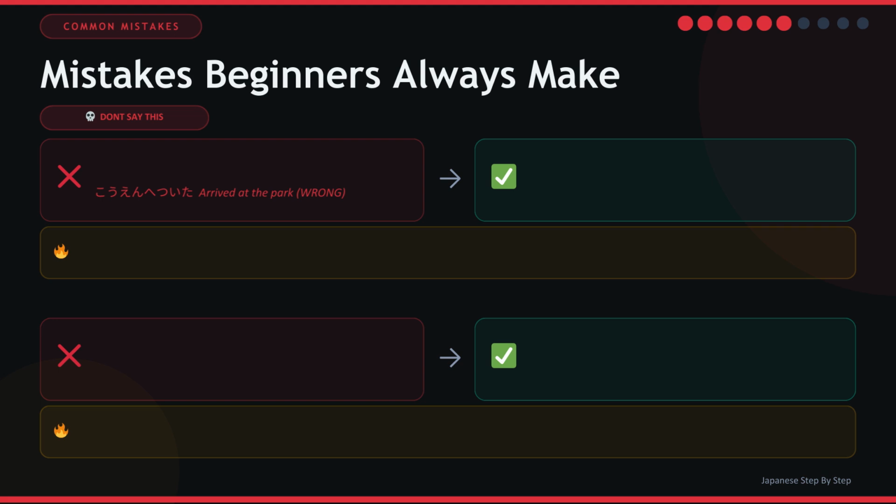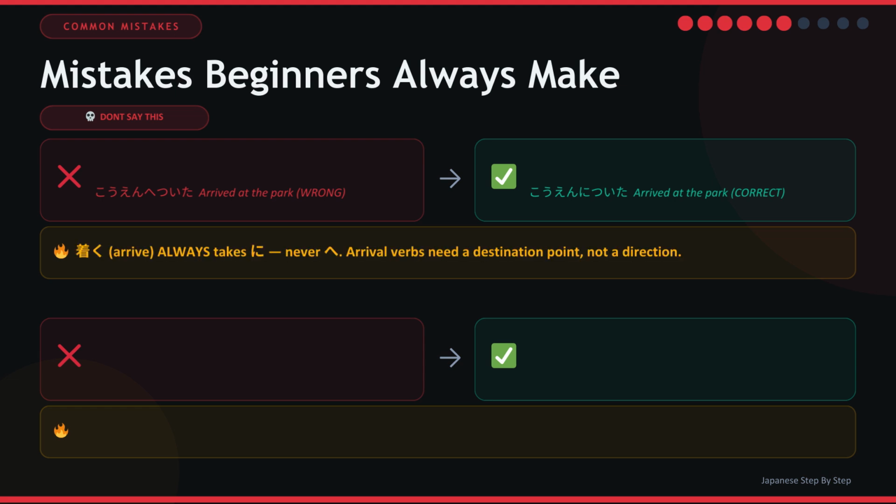Listen to this sentence. 公園へ着いた。 I arrived at the park, using he. This sounds wrong to a native Japanese speaker. And here is exactly why. 公園に着いた。 That's the correct version. And the rule to remember: tsuku always takes ni. No exceptions. Pin that.